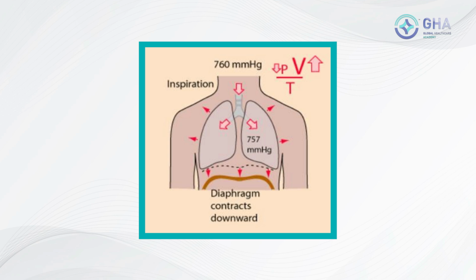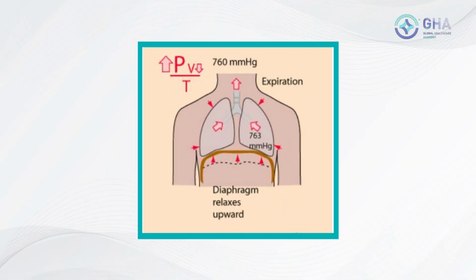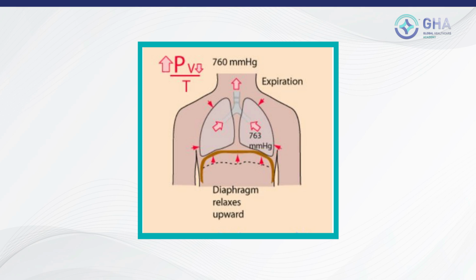This causes the diaphragm to contract and the ribs and sternum to be raised. In the other picture, where expiration is happening, the inside pressure is 763 and the outside pressure is 760. Here the diaphragm is relaxed and arched upwards, and the ribs and sternum return to the original position and the volume is decreased. So this is negative pressure ventilation, which normally happens. That is how the mechanism of breathing happens.